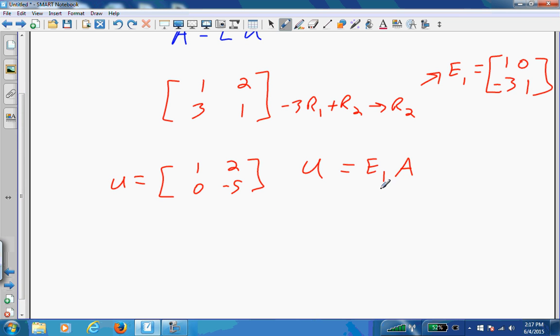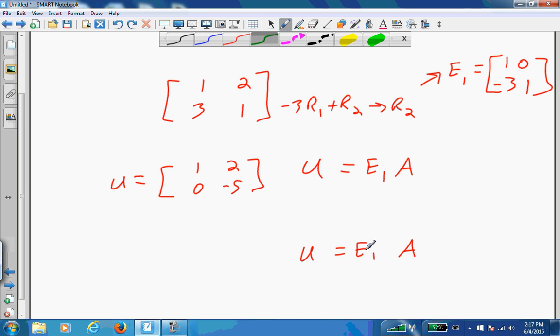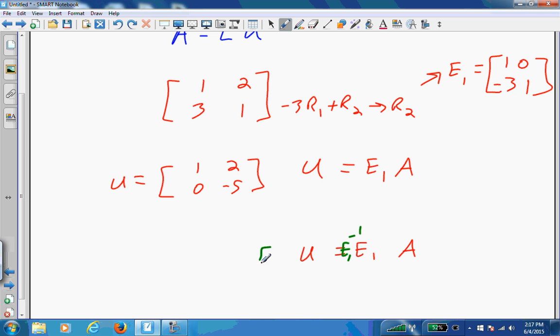So if we want the lower that goes with it, let's look at getting A by itself. If I want to get A by itself, I multiply out front by the inverse of E1. So those cancel. So the inverse of E1 times U, this should be our lower. We'll look at E1 inverse.